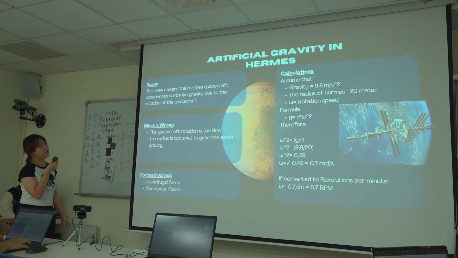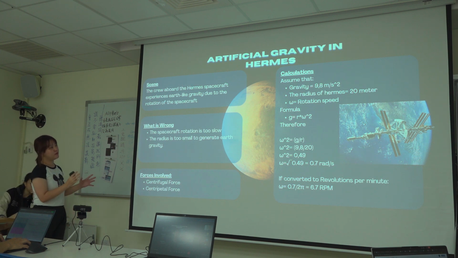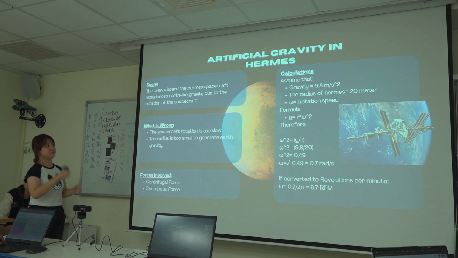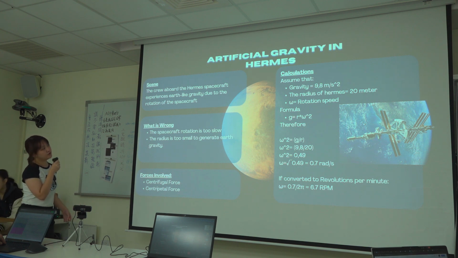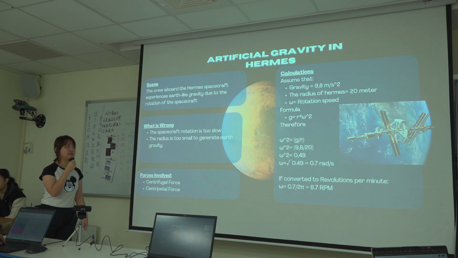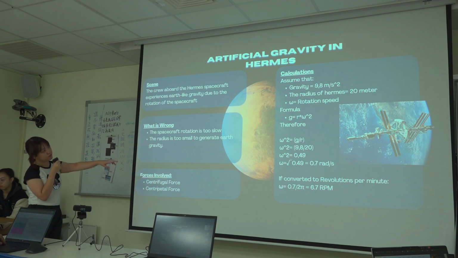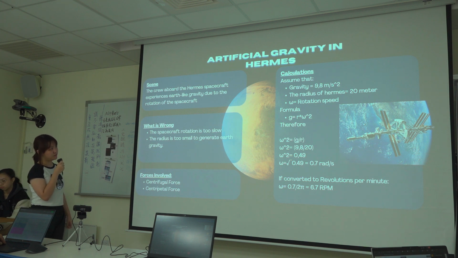For the calculations, the movie did not mention the radius of the Hermes, so I assume the radius of the object, from the center tube to the circular part, is about 20 meters. The gravity that we want is 9.8 meters per second squared. For the angular velocity, we use the formula: artificial gravity equals the radius multiplied by the angular speed squared.